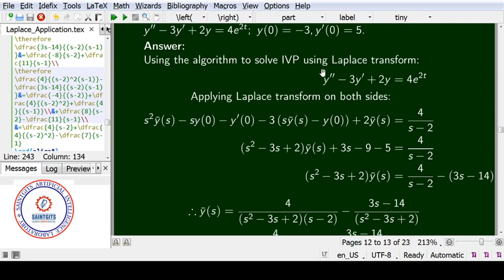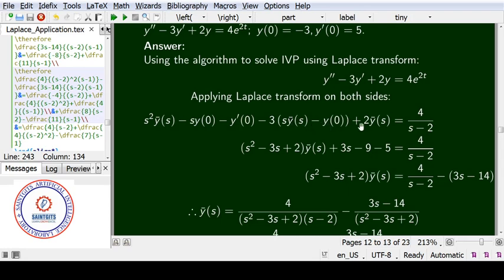So the Laplace transform of y double dash is over. Then minus 3 into, remember we have to put a bracket here, the Laplace transform of the first order derivative y dash: s into y bar of s minus y of 0, close the bracket. Plus 2 into y bar of s is equal to 4 is a constant, and the Laplace transform of e raised to t is 1 by s minus 1, so 4 by s minus 1.